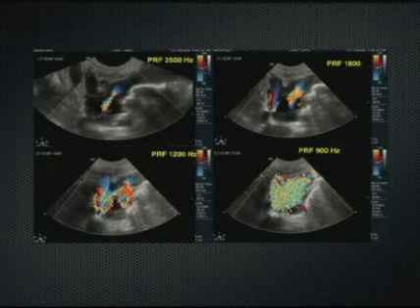At 1200 hertz, we see more fill-in, but with the appearance of some aliasing. And at 900 hertz, we can see that the entire vein fills with flow, however with considerable aliasing. All of these are effects strictly of the pulse repetition frequency that we have selected in the color display.